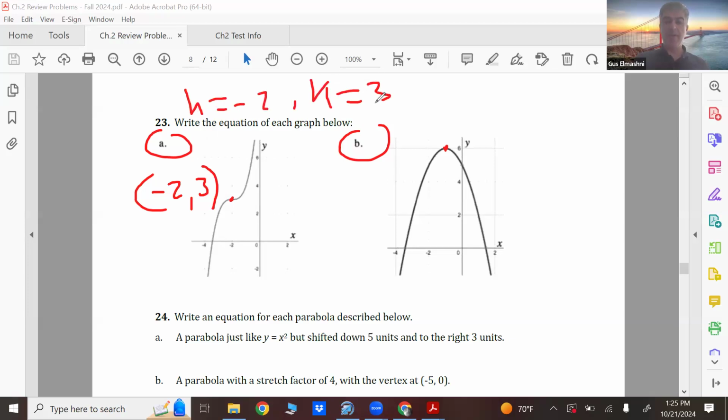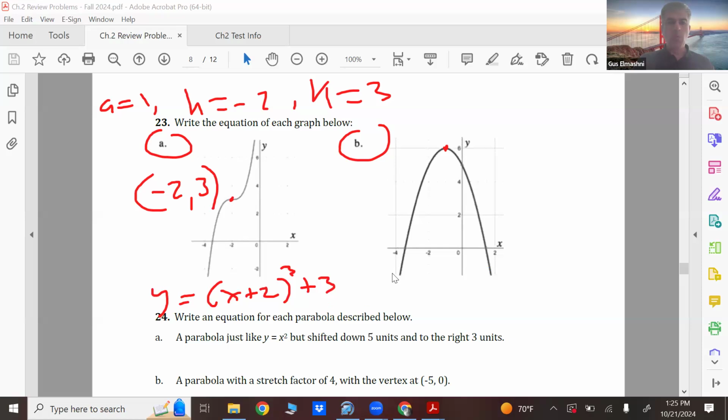All right. Okay. And the stretch is kind of hard to tell. We haven't really practiced that enough, but there's not going to be a stretch. The a value would be 1. So you're going to write it as y equals (x plus 2) cubed plus 3. And that would be the equation for that graph. That's for part A. So let me move that closer to part A because that's a little confusing. It's right below part B.